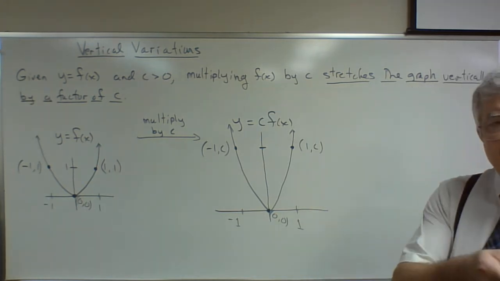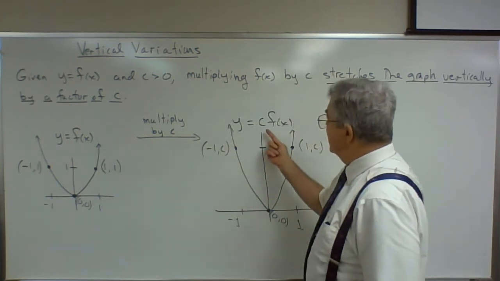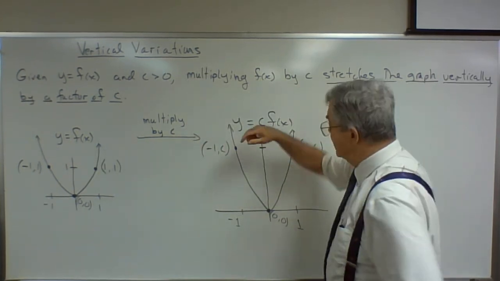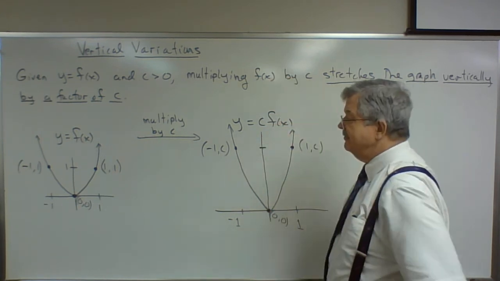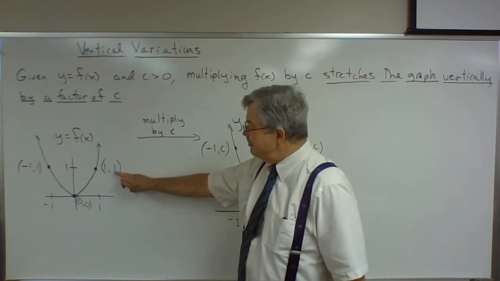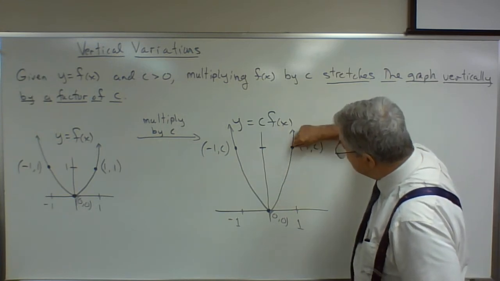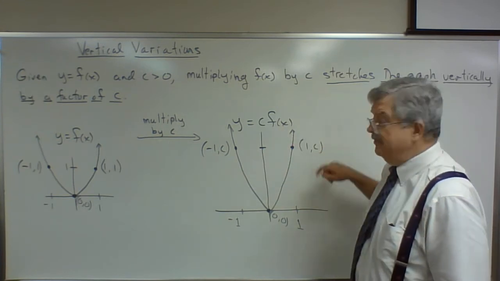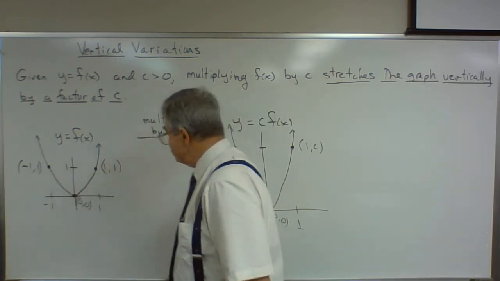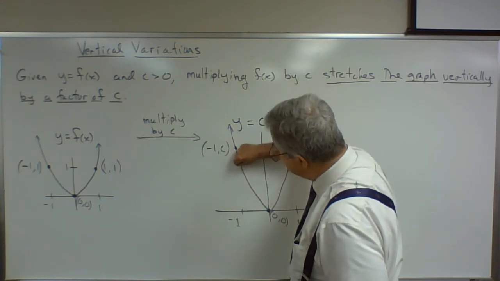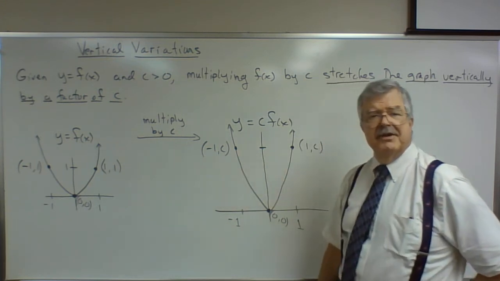So these are the points on the new graph that form our skeleton. And notice what we've accomplished here. By taking the y coordinate f of x and multiplying it by c, we've stretched everything out vertically by a factor of c. We've taken this point where the y coordinate was 1, and we've stretched it upwards so that now the y coordinate is c. We took that point and stretched it upward vertically so that its new value is c.